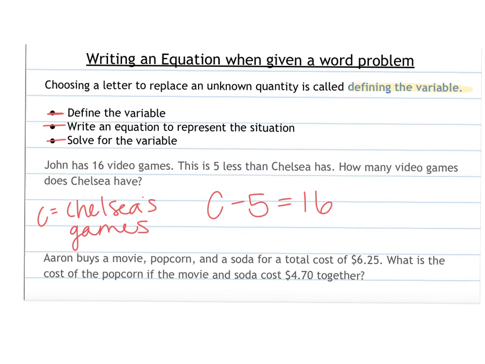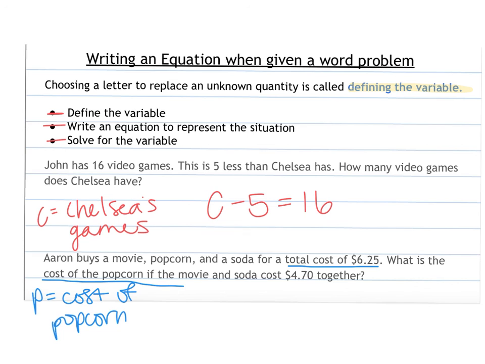The next one, Aaron buys a movie, popcorn, and a soda for a total cost of $6.25. That seems important. What is the cost of the popcorn? Okay, that's what we're trying to find. If the movie and soda cost $4.70 together. First thing, define the variable. Well, we are trying to find the cost of the popcorn. So P for cost of popcorn.